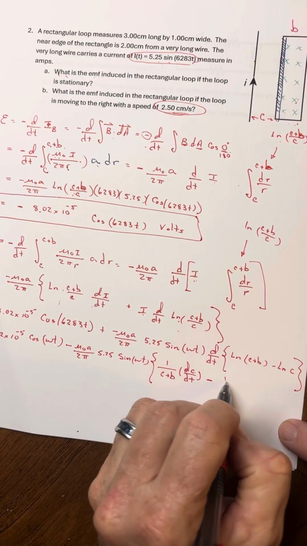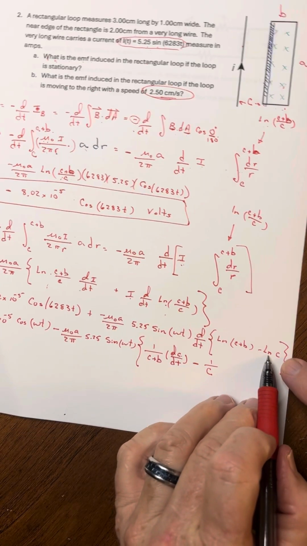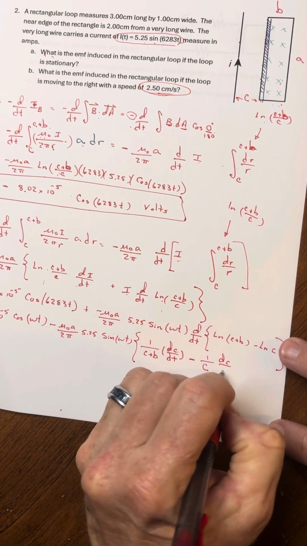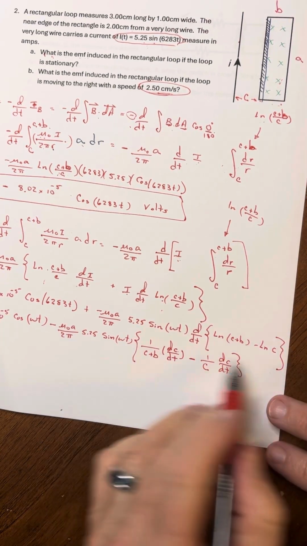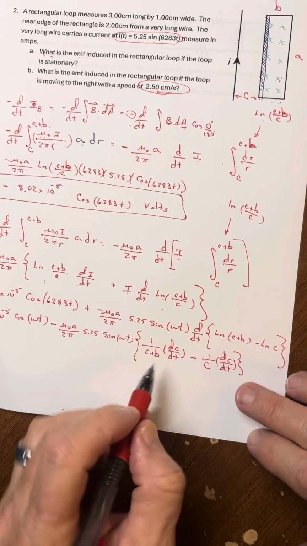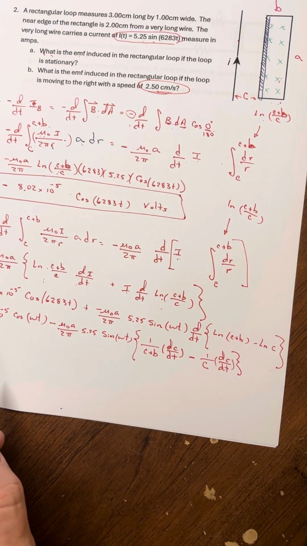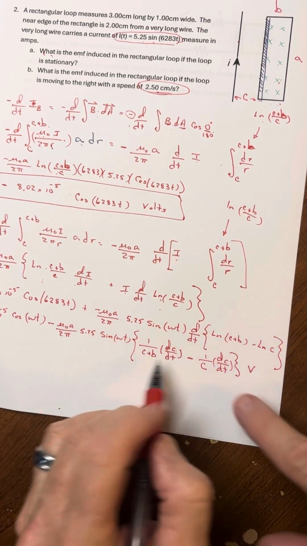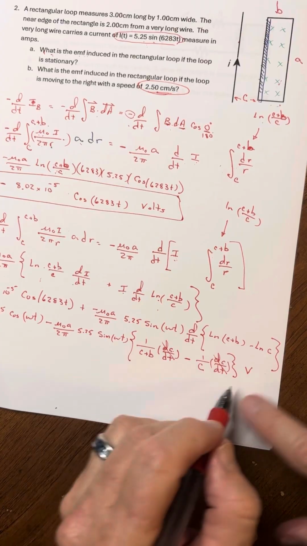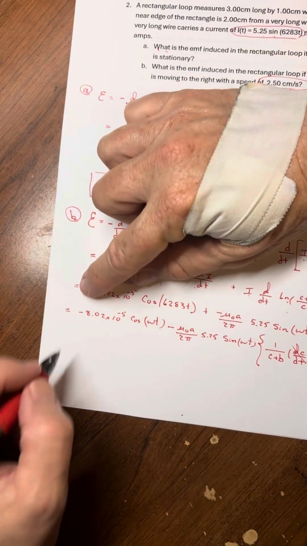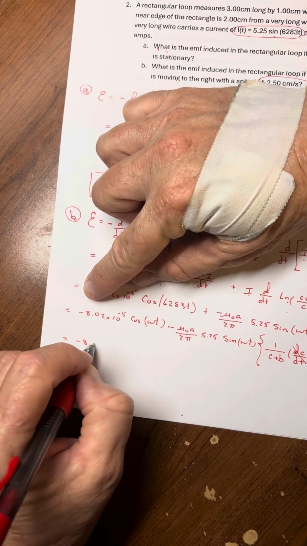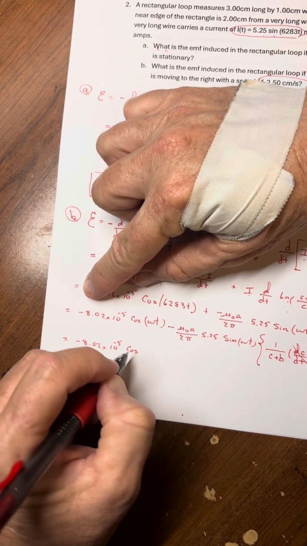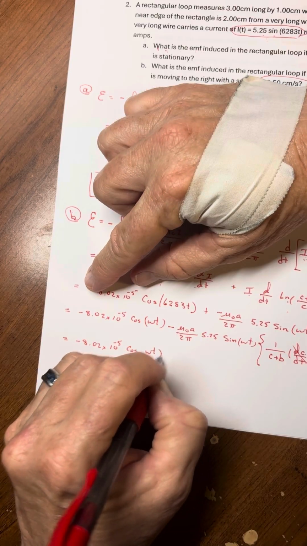Likewise, the derivative of this natural log c would be 1 over c times dc dt. So both of these have this velocity term. In fact, why don't I just put velocity on the outside and cross those off? So that this is minus 8.02 times 10 to the minus 5 cosine omega t.